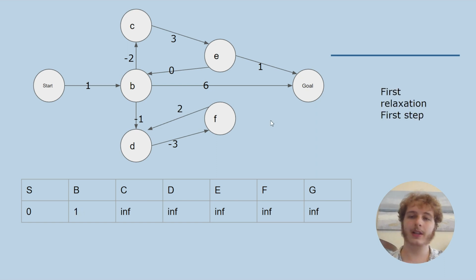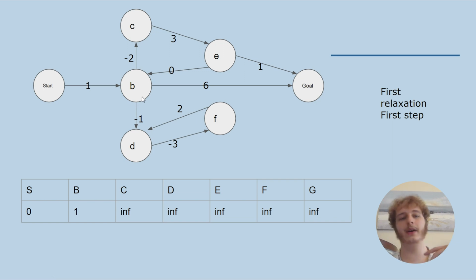So let's do our first relaxation. Basically, we start at 1. So we're going to start at our start node. We go to all its edges. We go, hey, it's got an edge to B. Is that going to be less than infinity? Yes, 1 is less than infinity. So we'll fill that in.